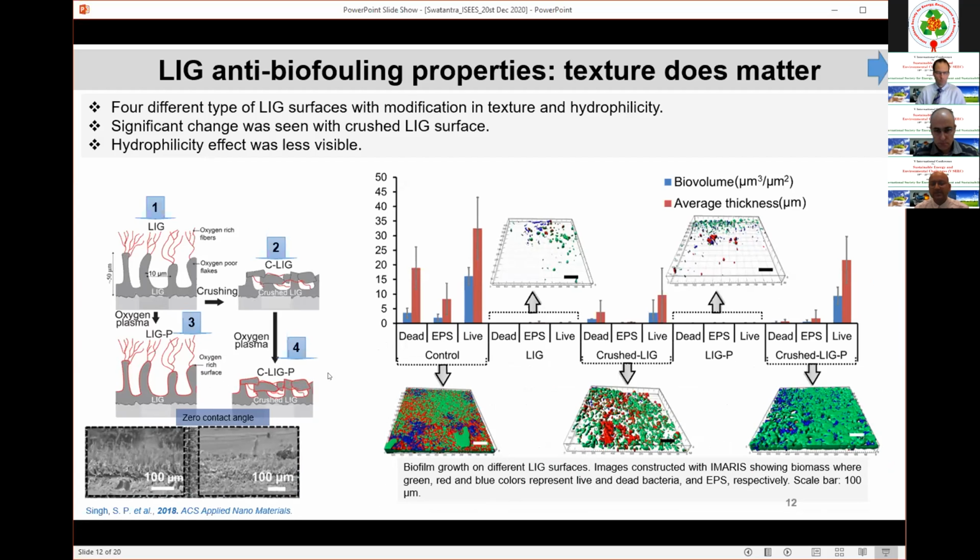When we did the biofouling experiment with this set, you can see we saw biofouling growth on the crushed surfaces, and even on the crushed plasma surfaces we saw more biofouling. So this gave us the idea that the main reason these surfaces show this anti-fouling property is basically the texture.